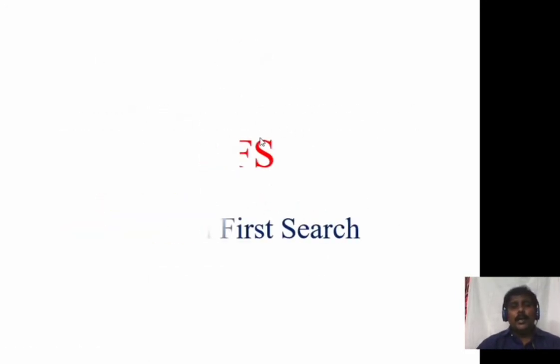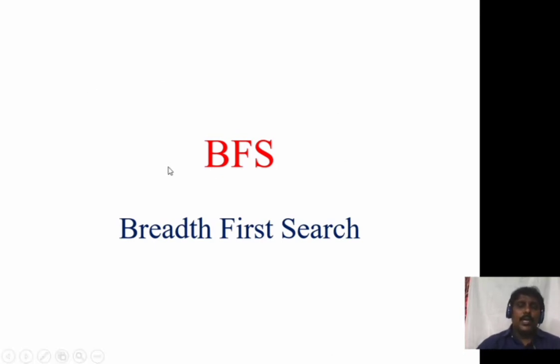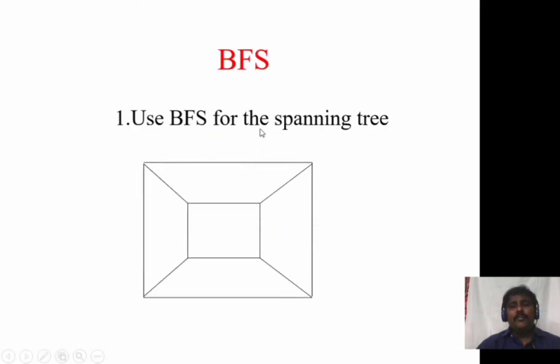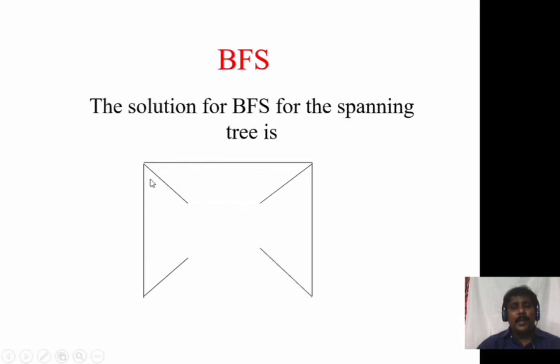Now I will take BFS. BFS means breadth first search. So in the breadth wise, that means diagonal wise, adjacent wise, we have to see the diagrams. So here now I will start the problem from the BFS. So use BFS for the spanning tree. So the BFS for the spanning tree is like this.